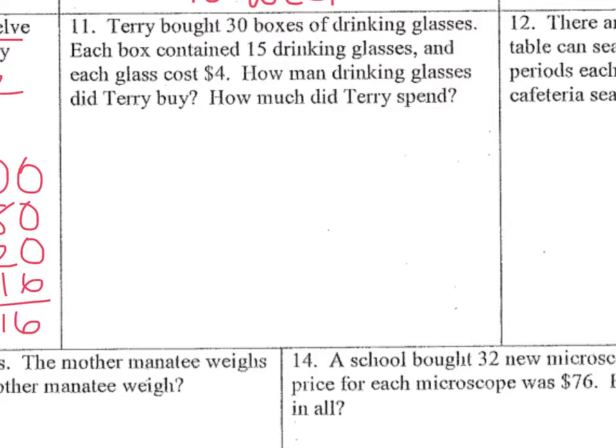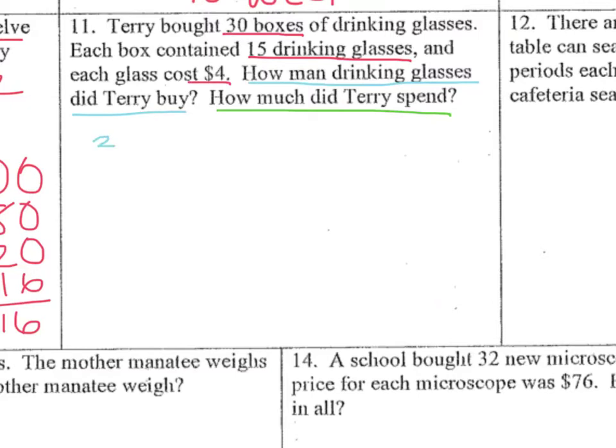Alright, number 11, go ahead and pause the video to read the question. As you can see, this question has two questions. The first one underlined in blue, that should say how many drinking glasses did Terry buy, and the second question in green, how much did Terry spend? Well, let's answer the first question in blue. So we need to answer how many drinking glasses did Terry buy.